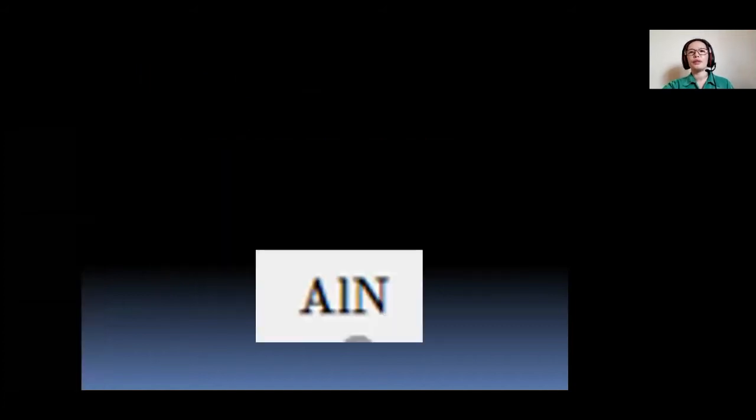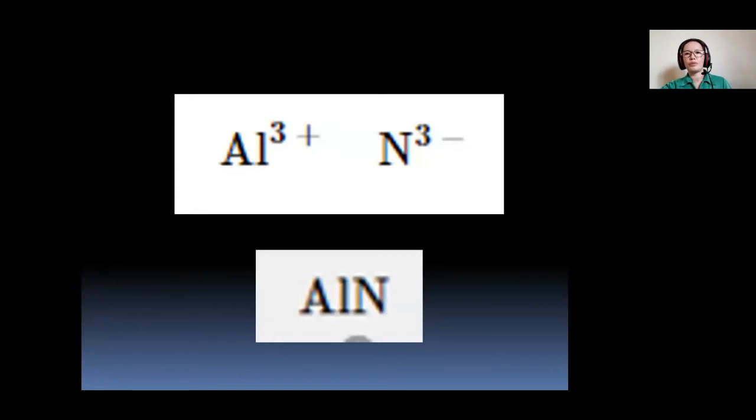Say for example, if you have aluminum and nitrogen. If you check the symbol for aluminum, it's Al and its oxidation state is positive 3. Nitrogen is N and its oxidation state is negative 3. So if you check the positive and the negative, it's equal to 0. And therefore, its formula is simply AlN.